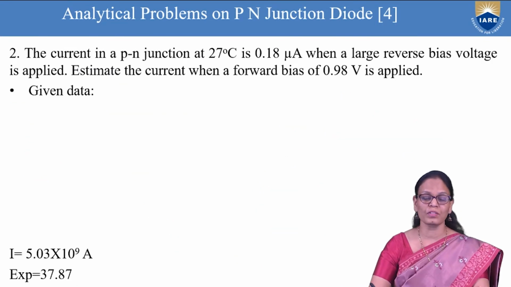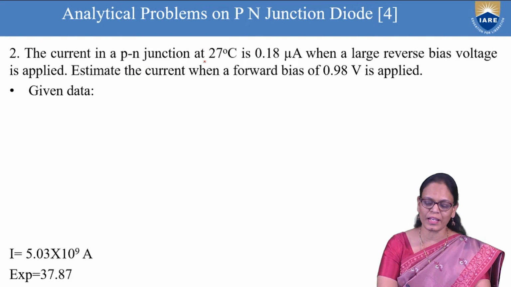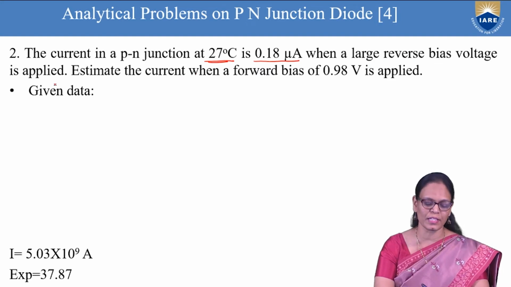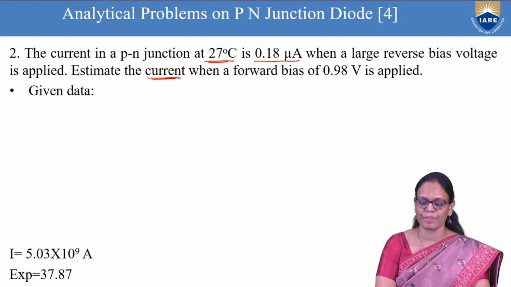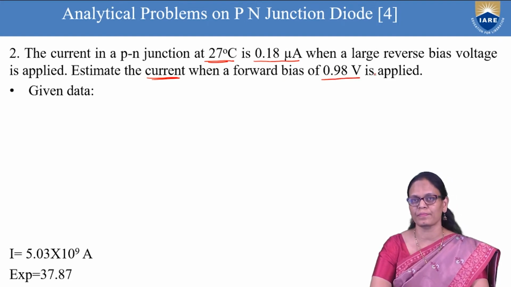Now let us move on to the second problem. The current in a PN junction at 27 degrees Celsius is 0.18 microampere when a large reverse bias voltage is applied. Estimate the current when a forward bias of 0.98 volt is applied.